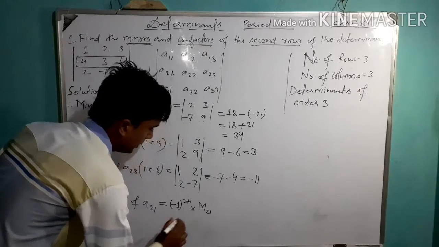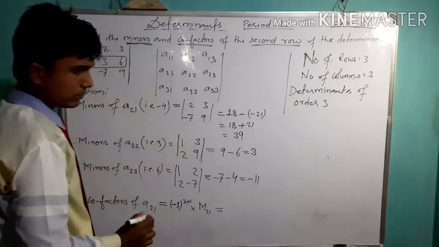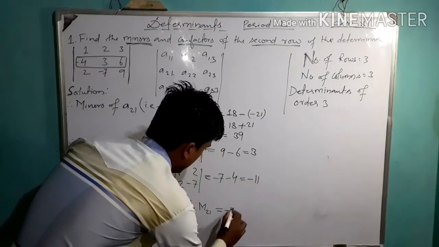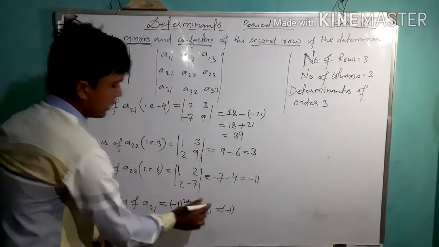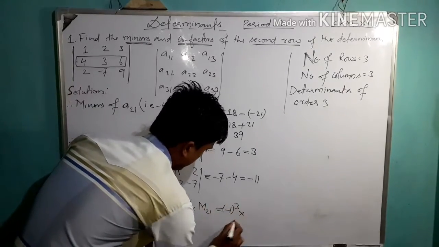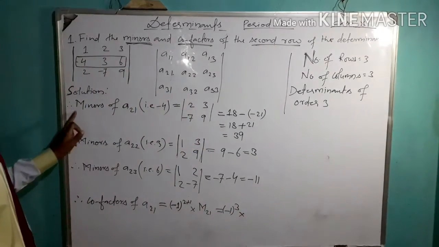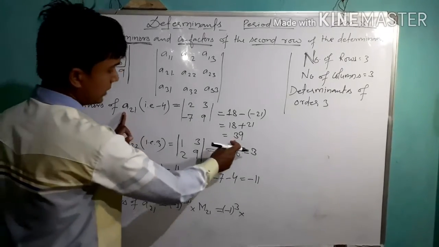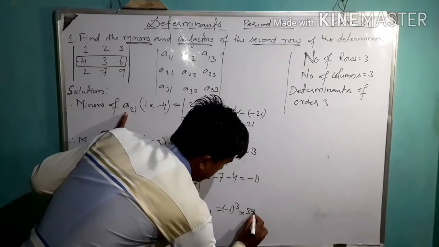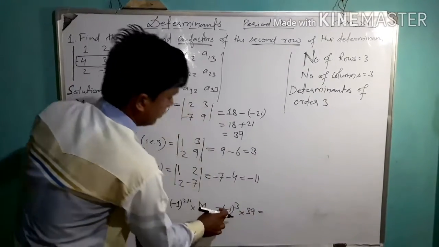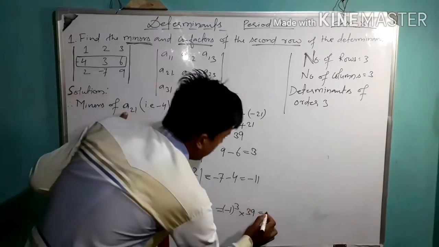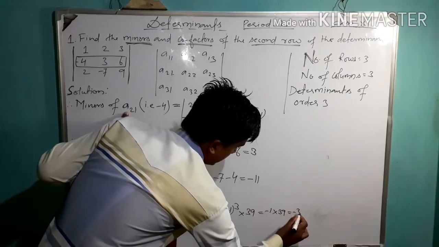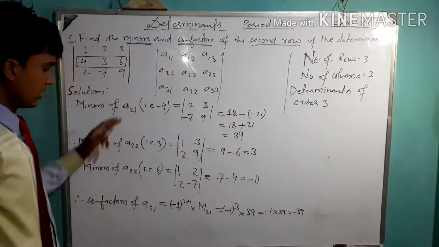Now if we solve this one, how much will we get? So minus 1 with the power 2 plus 1, which is 3, into M21, the minor of the 21 element. We have got here 39. So we write here M21 equals 39. So we'll have minus 1 cubed into 39, which equals minus 39. This is the first cofactor we got.